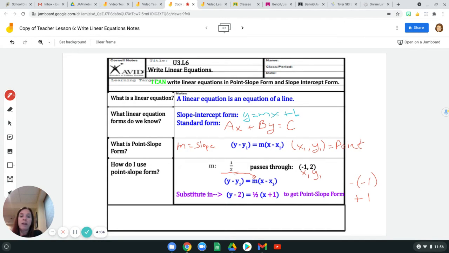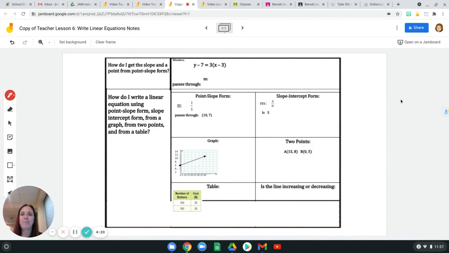All right, so this right here is your point slope form. That's it. You're done. So when you have slope and you have a point, it's just a matter of doing that substitution. Let's try another one. All right, how do I get the slope and point from point slope form? So we're actually going to work backwards on this one. We'll try another one in just a second.